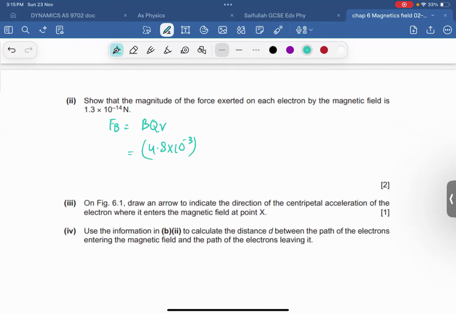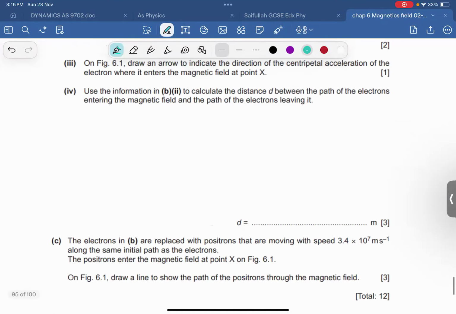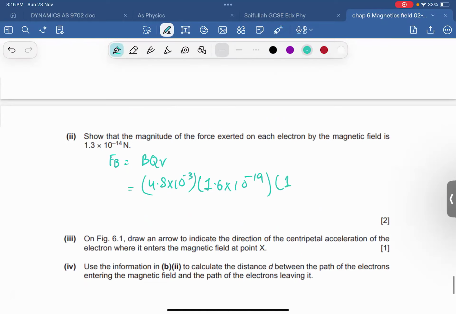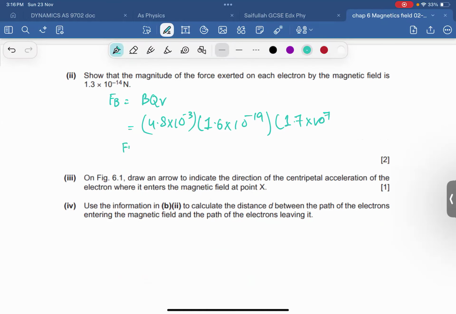The value of the charge for the electron is going to be 1.6 exponent negative 19, and for the velocity it is going to be 1.7 exponent 7. So that gives me 4.8 exponent negative 3 into 1.6 exponent negative 19 into 1.7 exponent 7. Okay, so I'm getting 1.3 exponent negative 14.